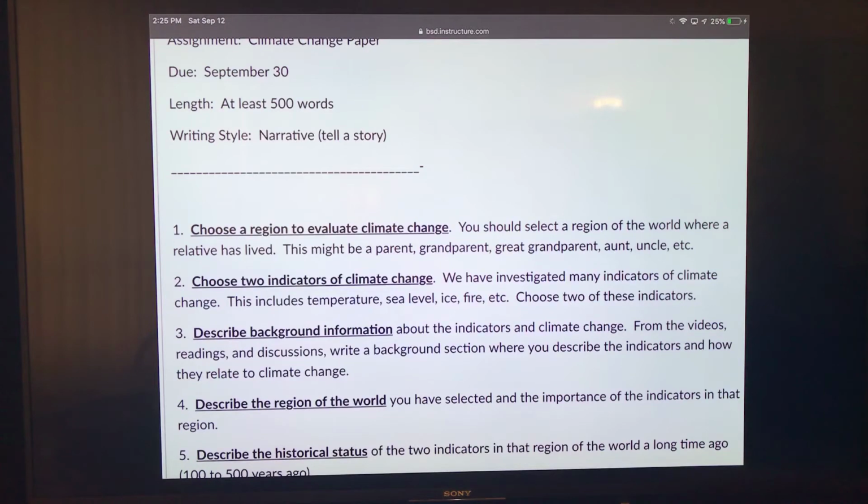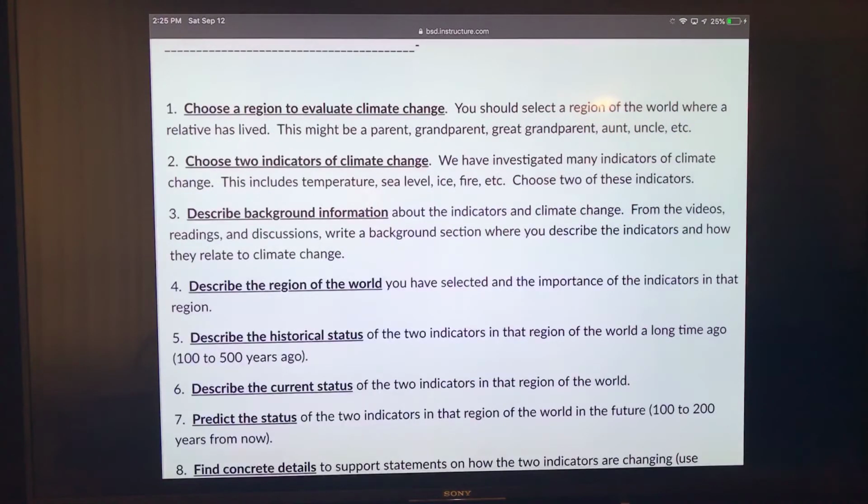Then I'm going to pick 2 indicators of climate change. Well, the northern region of Germany is on the ocean, and so I would like to pick that one, and then I'm also going to pick wildfires because a lot of Germany is covered in trees and has some really wonderful forests. So I've chosen my indicators. You should have gotten at least that far because, as you could see, it doesn't take me very long to do that. All right, describe the background information.